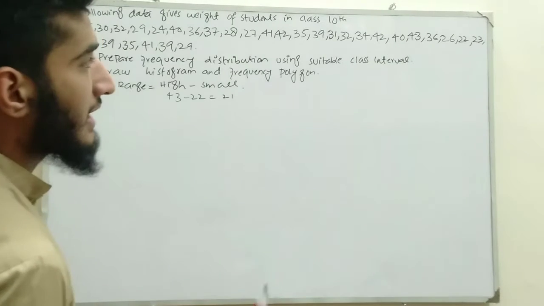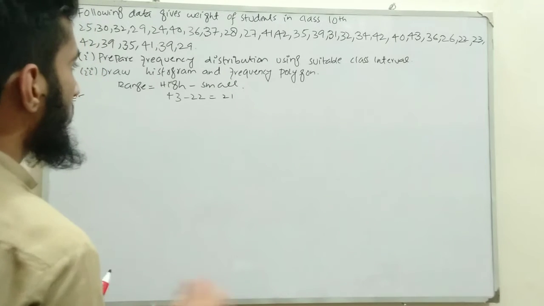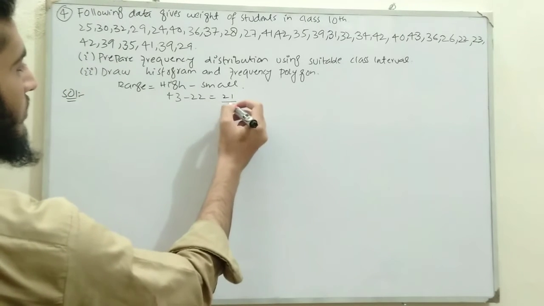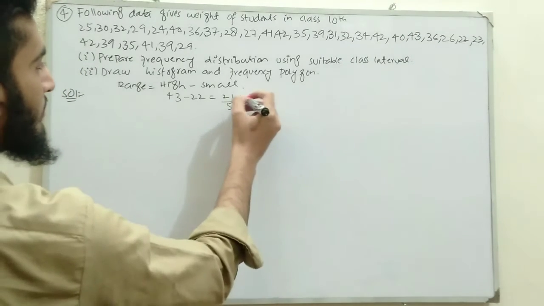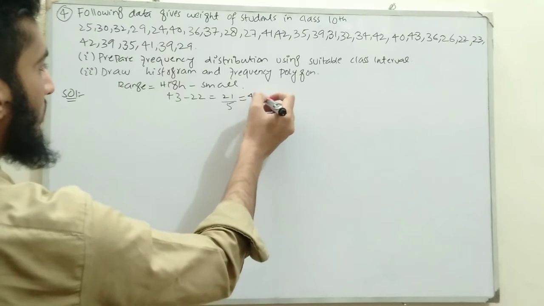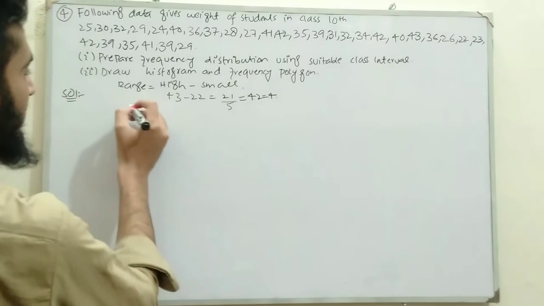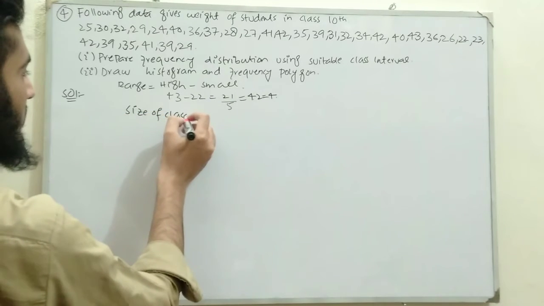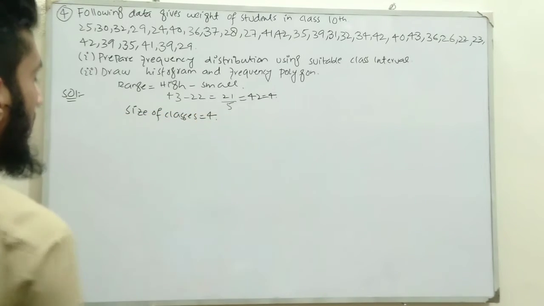Now they tell us to find the class interval. For a suitable class interval, let's suppose we divide 21 by 5. It will give us 4.2, which is nearest to 4. So it means that the size of classes will be equal to 4.